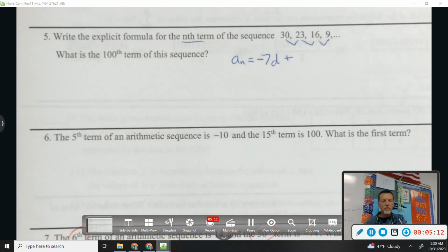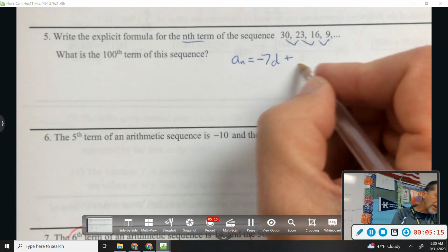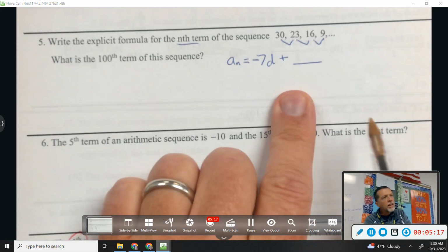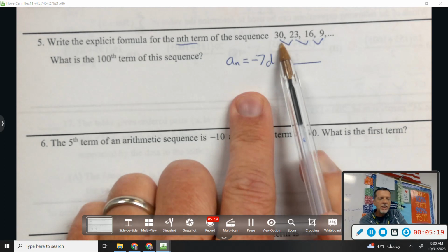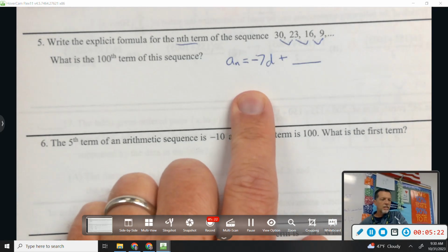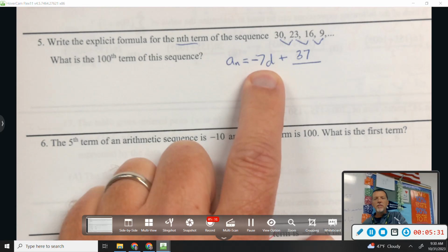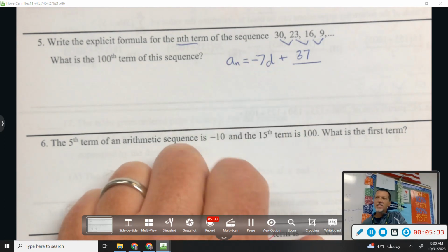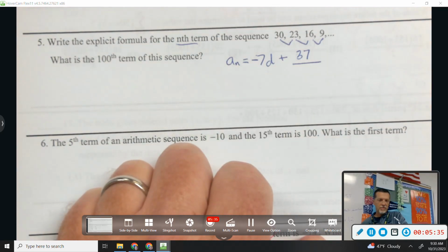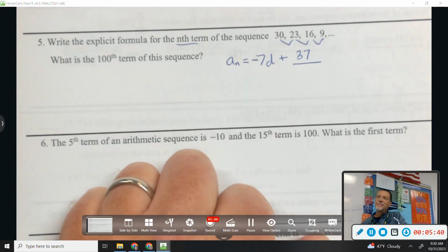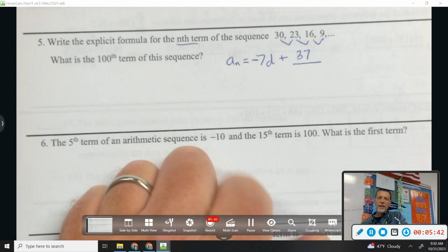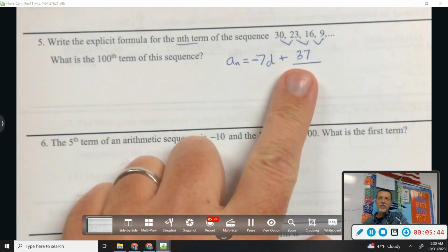So negative 7n plus, and then I just need to figure out what goes in the blank so that if n is 1, I land at 30. So 37 would make me land at 30 for my first term. I wonder if they almost made the mistake I did of calling that a plus 7. They thought it was a positive difference. Right, I almost did that. But I think the answer would be negative 7n plus 37.